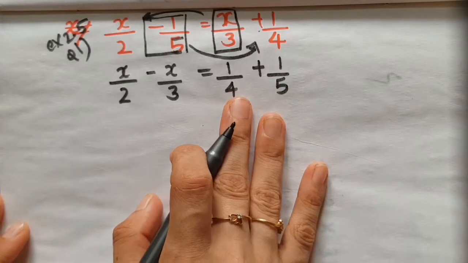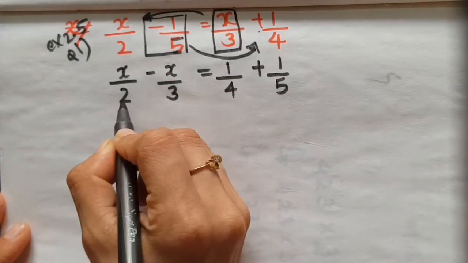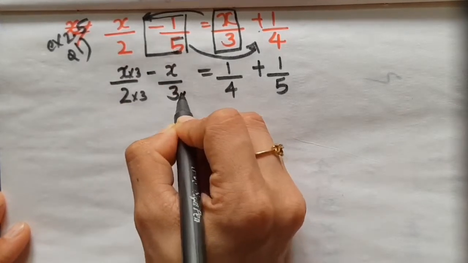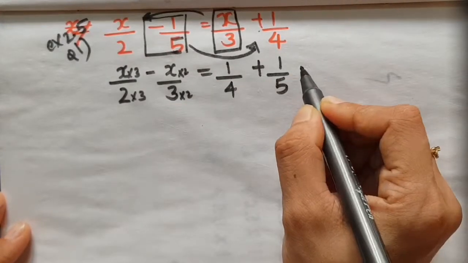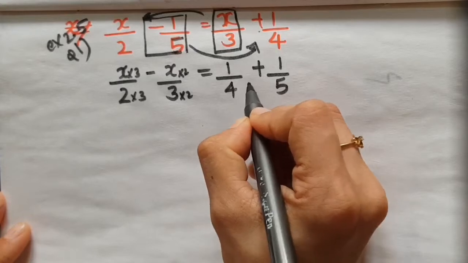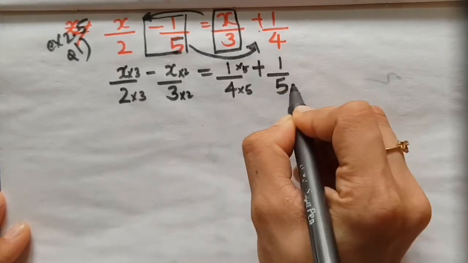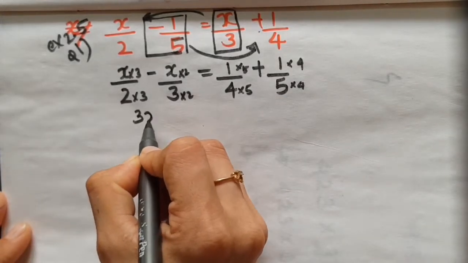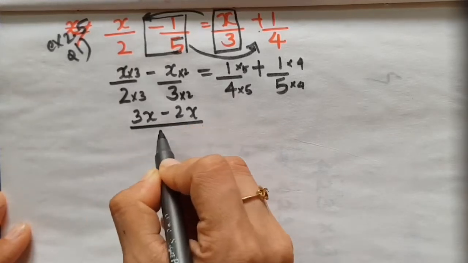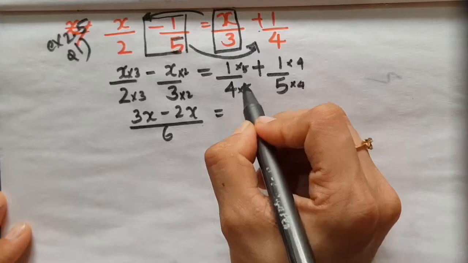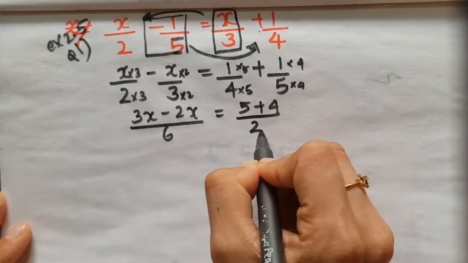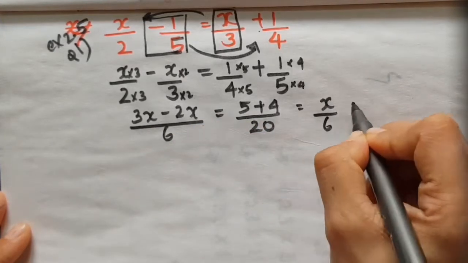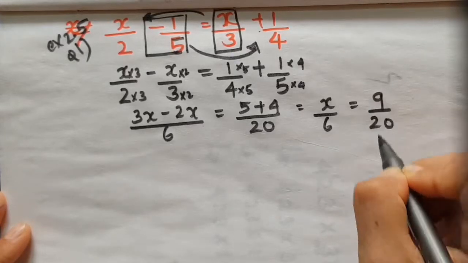So now we have got something like this. So what you can do, solve it further, we can find the LCM. What's the LCM of 2 and 3? That is 6. So this is 3 times and this will be 2 times. And again similarly to the other side also we have 5 and 4. So the LCM is 20. So it's 5 and here 4. So write down the equation now. So it will be (3x minus 2x) by 6 is equal to (5 plus 4) by 20. So that is equal to x by 6 is equal to 9 by 20.